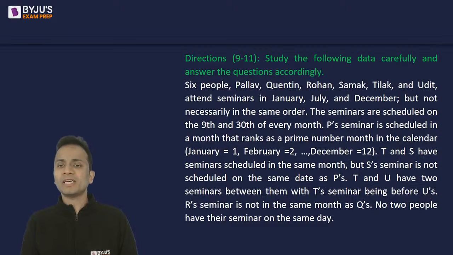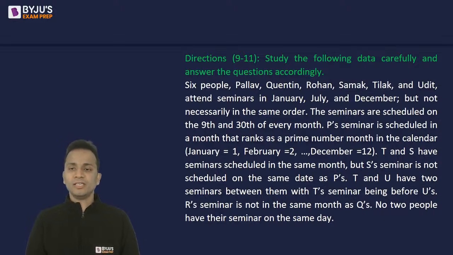Fine. Now, P's seminar is scheduled in a month that ranks as a prime number month in the calendar. So January is 1, February is 2, and so on. December is 12. So P's seminar is scheduled in a month whose number is a prime number. Now T and S have seminars scheduled in the same month, but S's seminar is not scheduled on the same date as P's. Now T and U have two seminars between them, with T's seminar being before U's. R's seminar is not in the same month as Q's. No two people have their seminar on the same day.